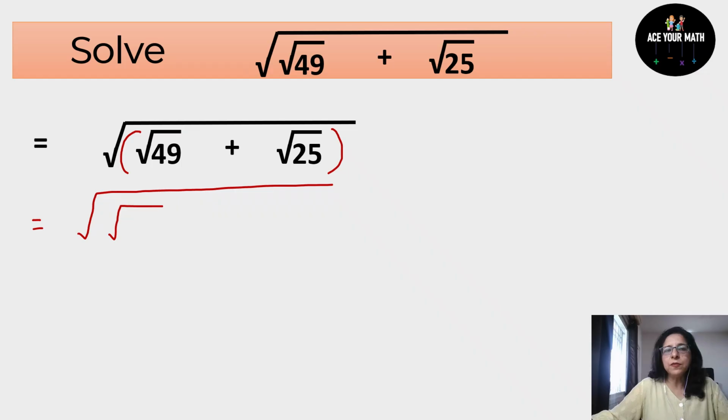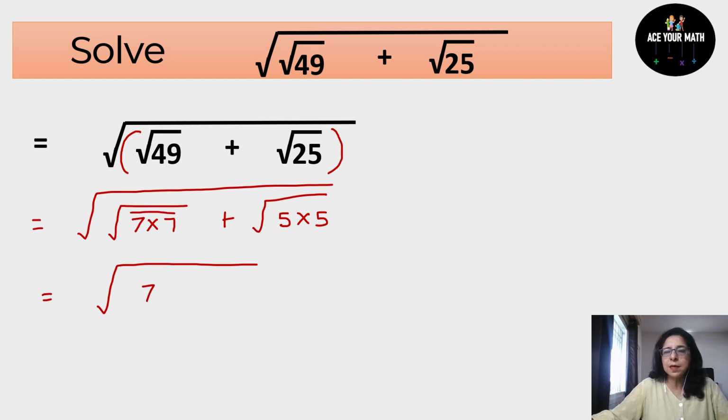If you see inner, the first is 49. See, 49 we know it can be written as 7 multiplied by 7. Okay, now put plus sign as it is. Now 25 can be written as 5 multiplied by 5. Okay, now in the next step, you can directly write what is the square root. See, 7 and 7 forms a pair. So the square root of 7 multiplied by 7 is 7 only. Plus, similar way, 5 multiplied by 5 will give you square root as 5 only.